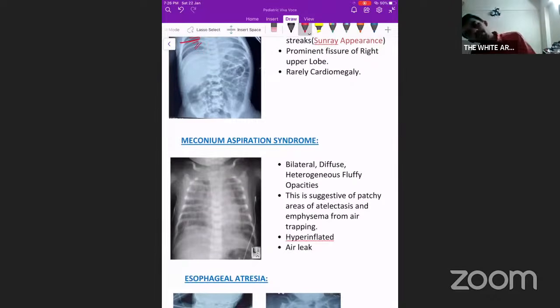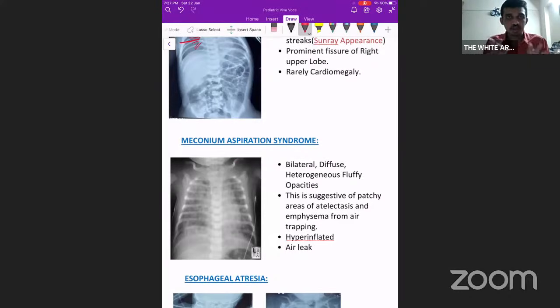Next is meconium aspiration syndrome. Now, what happens in meconium aspiration syndrome? The baby would have swallowed the meconium because of the intrapartum stress it undergoes as the baby is coming out. If the baby undergoes some amount of stress, it will end up swallowing the meconium. The baby accidentally aspirates this meconium. Once it gets aspirated, it will settle down in the lungs, correct?